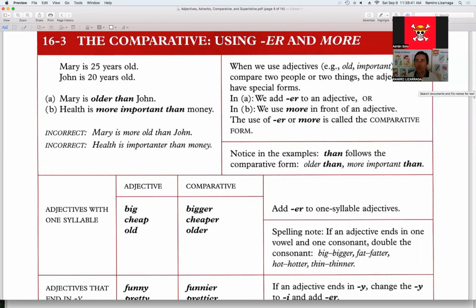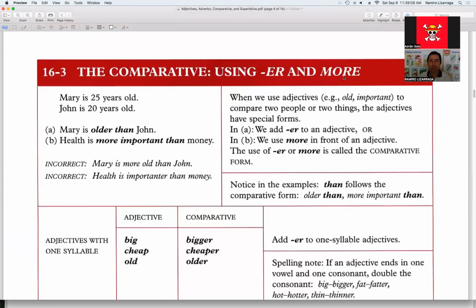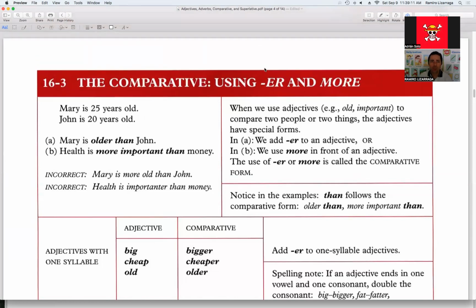In this video, we are going to be working with adjectives, with comparative adjectives. This time, we're going to use them to compare two people, or to compare two things. Okay, so this is the way it works. Take a look. In our last two videos, we were making sentences using adjectives and adverbs.